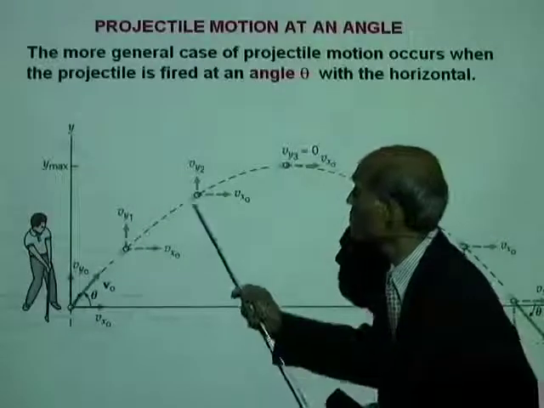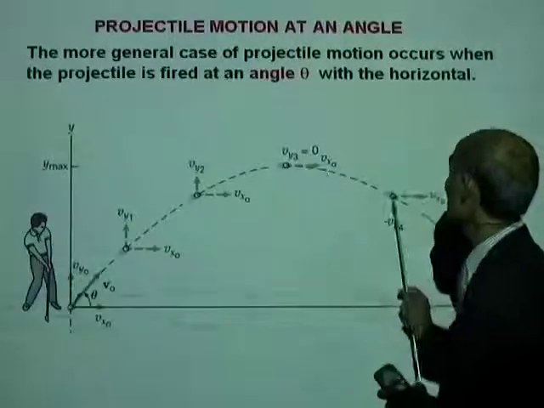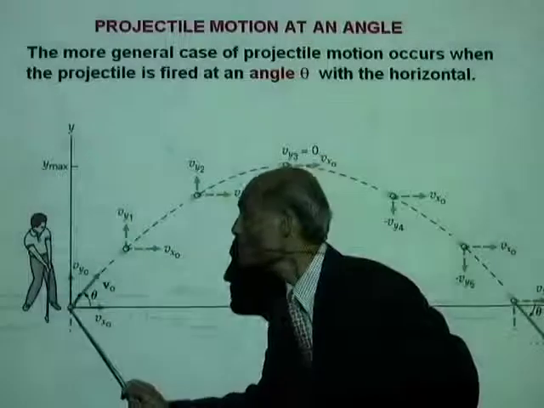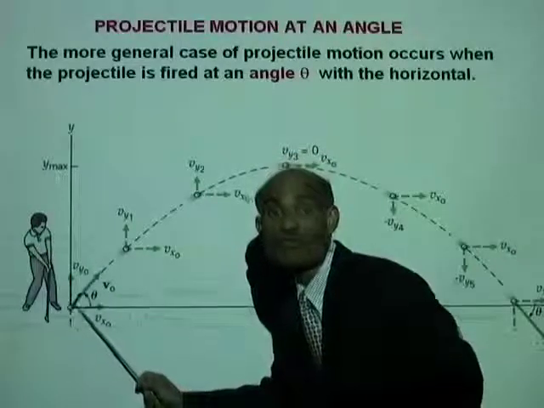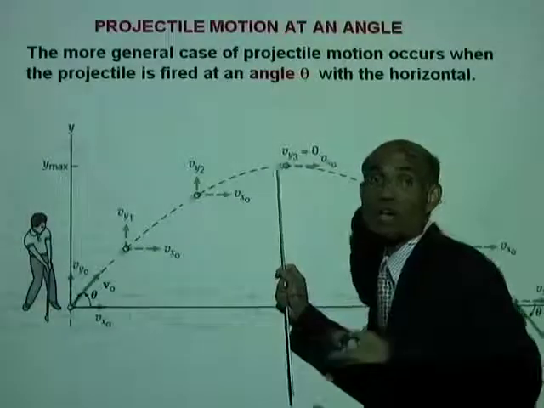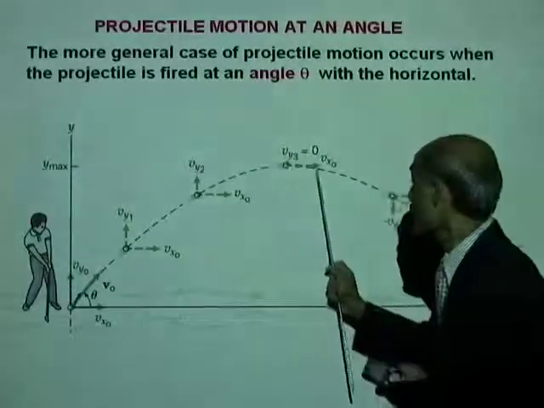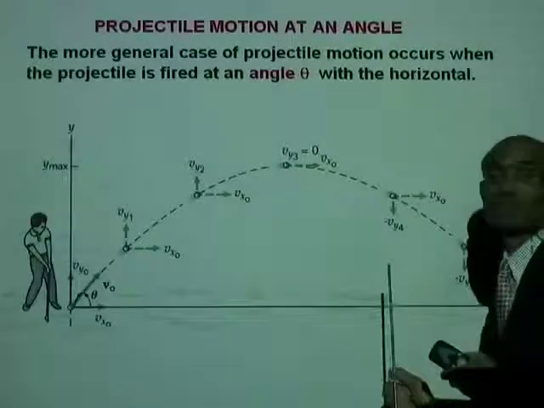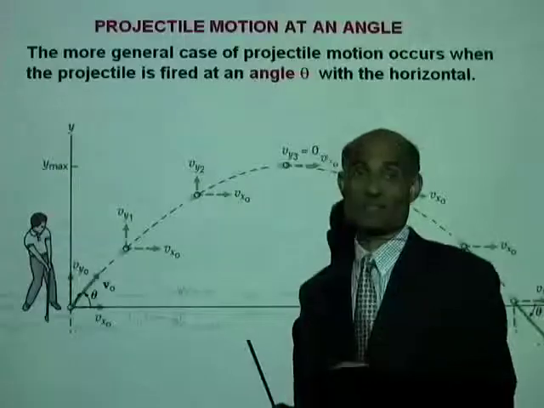Now look at the different positions of the golf ball. The horizontal velocity will not change. The horizontal velocity will remain a constant. But what happens to the vertical velocity, v0 sine theta? The vertical velocity will decrease, will become smaller and smaller until at the highest point the vertical velocity is 0. And then on, the vertical velocity increases in the negative direction. These two concepts are very important for us.